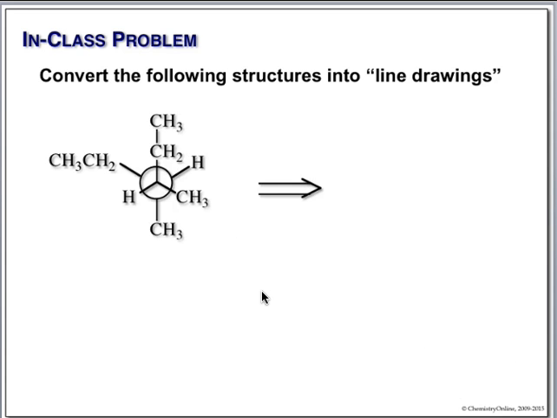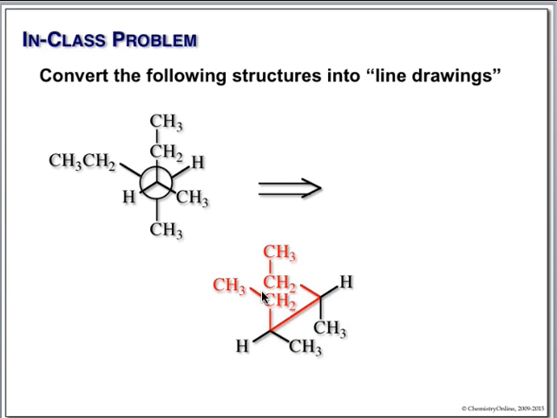Let's do this step by step here. Here's our original Newman. If I take this and draw it as a sawhorse, it would look like this. Again, there's our front carbon, 2 carbon chain, CH3, 2 carbon chain, CH3. It goes back to the back carbon, which is here, and a CH2, oops, CH2, CH3, and another CH3 is all attached.